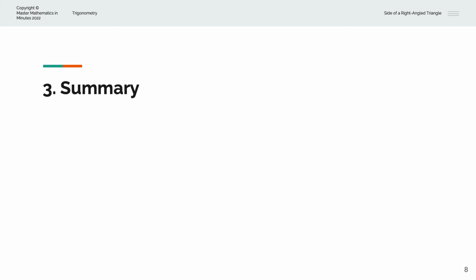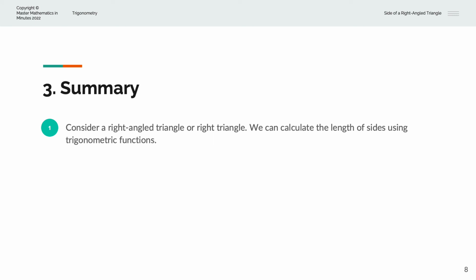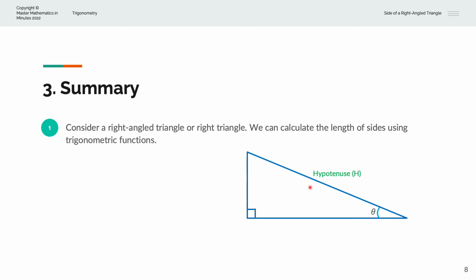To summarize, consider a right angle triangle, or right triangle. We can calculate the length of sides using trigonometric functions. Visually, we're given the right angle triangle, and we're given this side of the triangle with angle theta. The side that is opposite the 90-degree angle is called the hypotenuse, and it is the longer side. The side that is opposite theta is called the opposite side, and the side of the triangle that is next to theta is called the adjacent side.